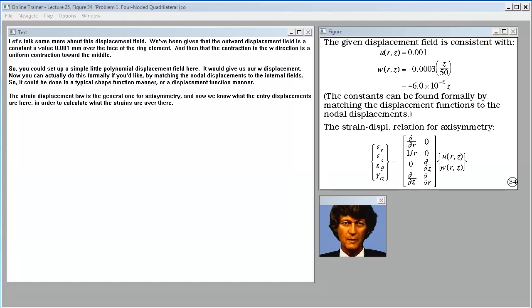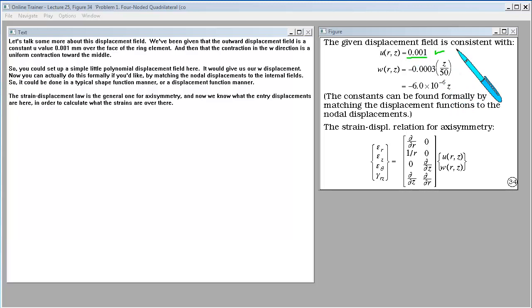Let's talk some more about this displacement field. We've been given that the outward displacement field is a constant U value, 0.001 millimeters over the face of the ring element, and then that the contraction in the W direction is a uniform contraction toward the middle. So you could set up a simple little polynomial displacement field here. It would give us our W displacement. Now, you can actually do this formally if you'd like by matching the nodal displacements to the internal field. So it could be done in a typical shape function manner or a displacement function manner.